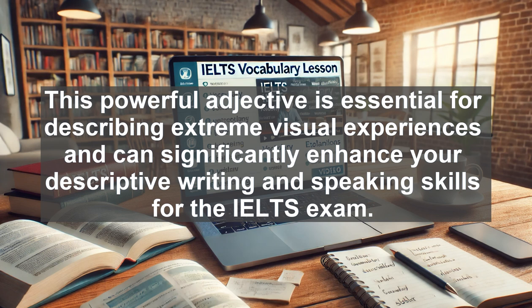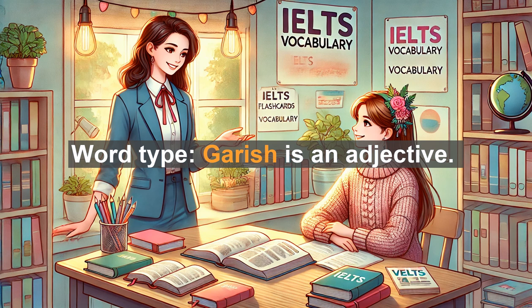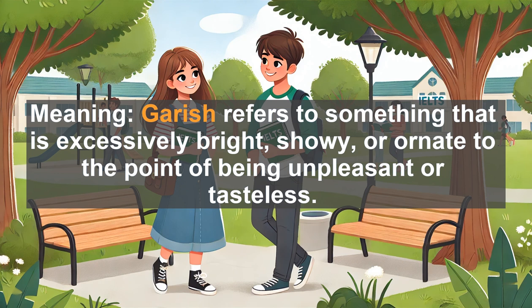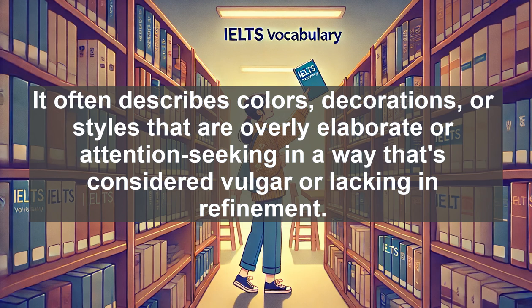Word type. Garish is an adjective, meaning garish refers to something that is excessively bright, showy, or ornate to the point of being unpleasant or tasteless. It often describes colors, decorations, or styles that are overly elaborate or attention-seeking in a way that's considered vulgar or lacking in refinement.